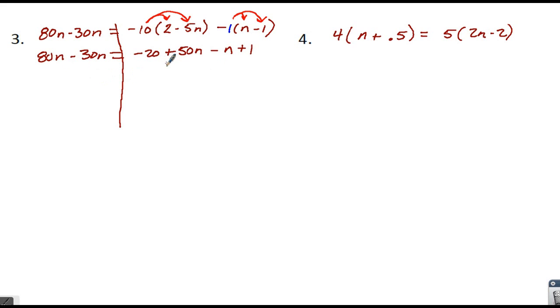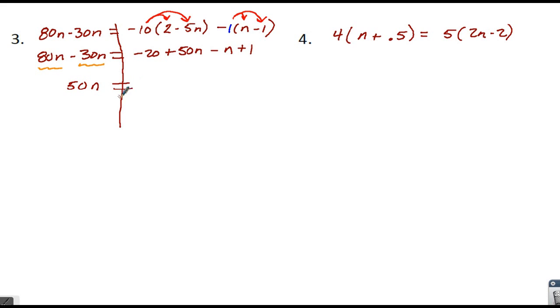So now what we want to do is go on to step 2 when solving these variables on both sides. We want to simplify the expression on both sides of the equation. So if I look at the 80n minus 30n, we can simplify that. 80n minus 30n can be reduced, so we're going to go ahead and take 80n and 30n and combine them as one value. So we're going to combine like terms. So this becomes 50n.